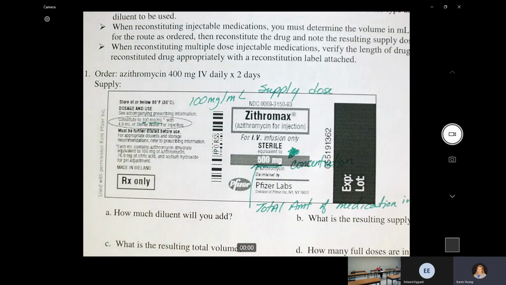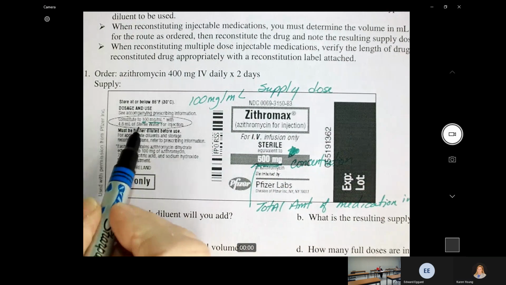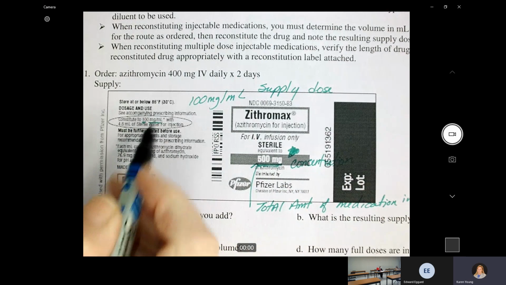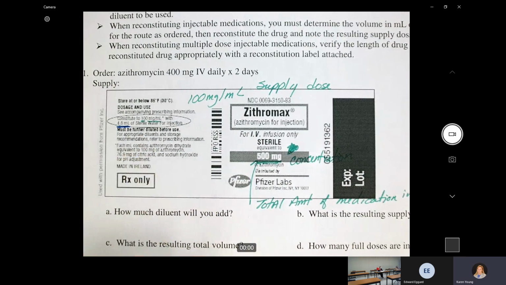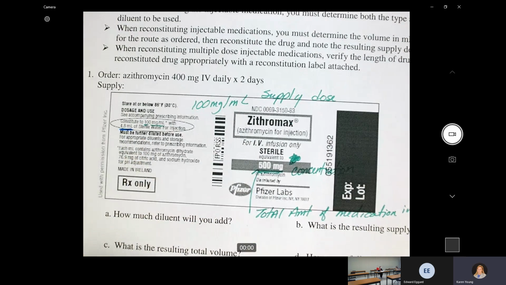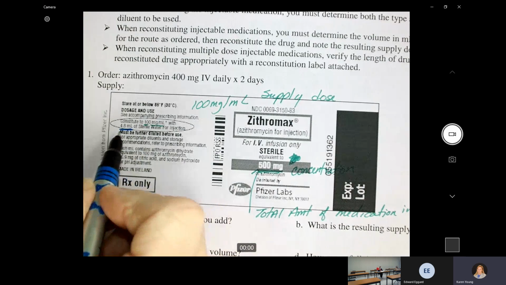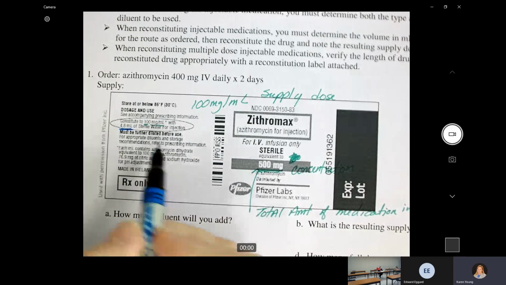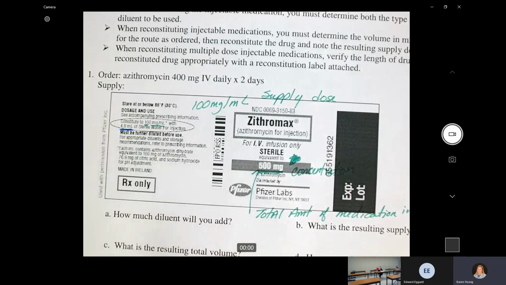So if we keep reading in that circle, it says constitute to the 100 milligrams per milliliter with 4.8 milliliters of sterile water for injection. Yes, ma'am, question? You don't have to ask, just... I thought, but I didn't want to just be reading. Nah, you're fine. All right, so we're going to add 4.8 milliliters of diluent. And it tells us it's sterile water for injection.